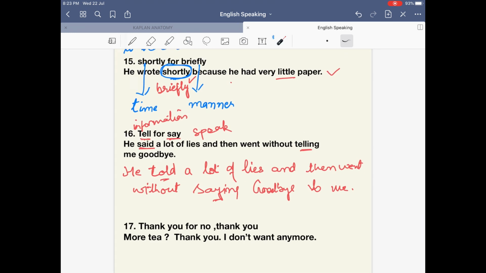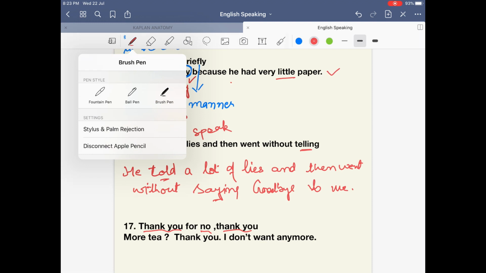Now, coming to the next sentence. Here it is "thank you," which you must be using a number of times in a day, and "no thank you." What is the difference between these two expressions? Let me tell you that "thank you" alone has neither a negative nor an affirmative implication. In itself it is neither negative nor positive.